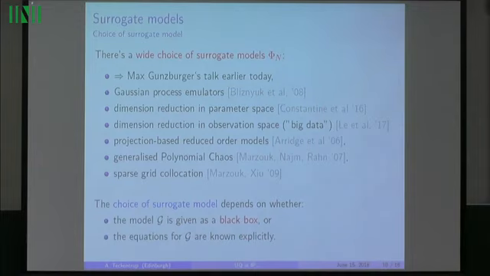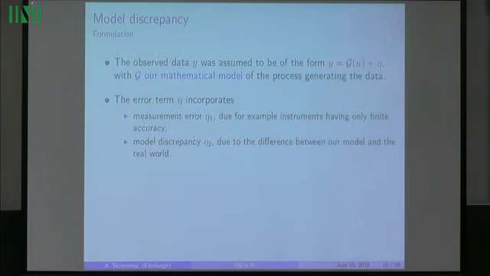Okay, so that's the use of surrogate models. As I said, another important aspect which I wanted to talk about is model discrepancy. Model discrepancy is also known as model inadequacy or model bias. It's just about the difference between your model and the real world.